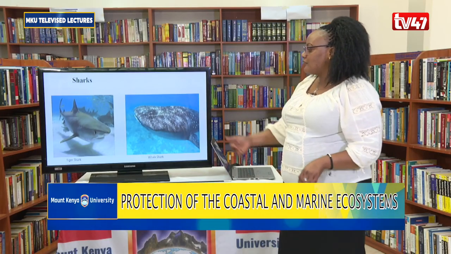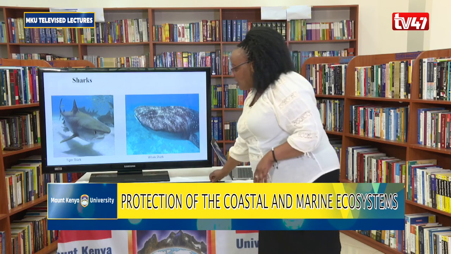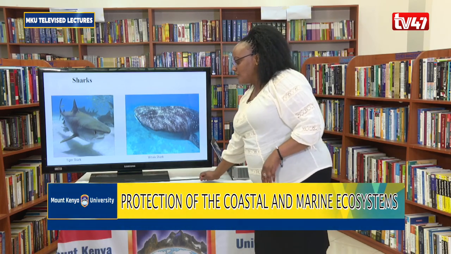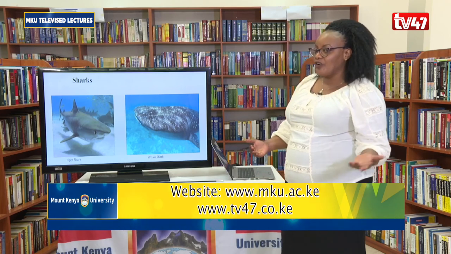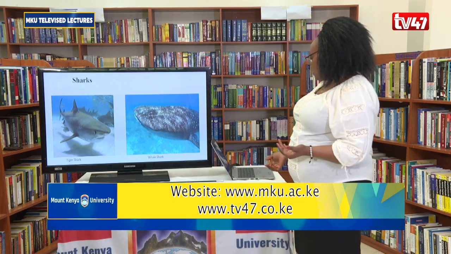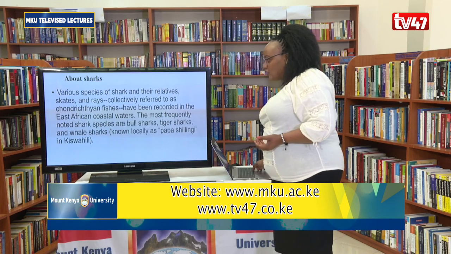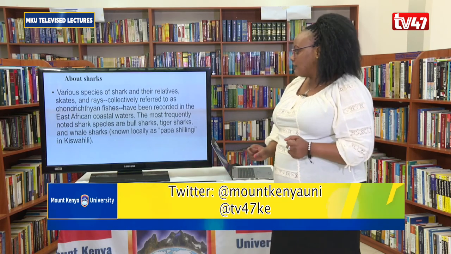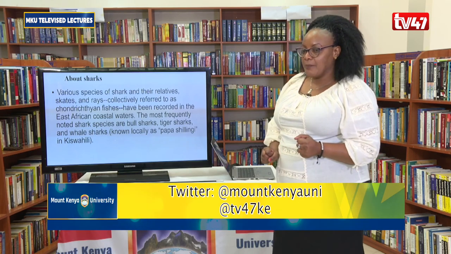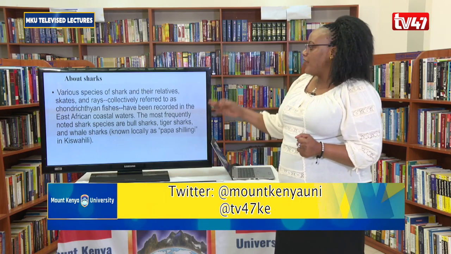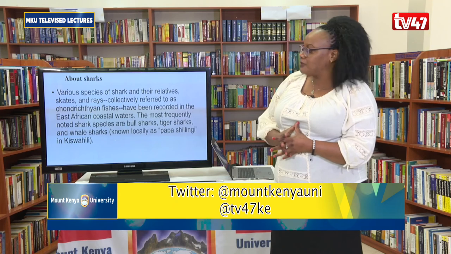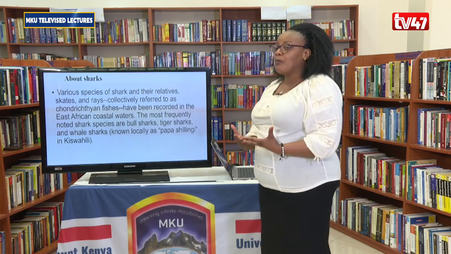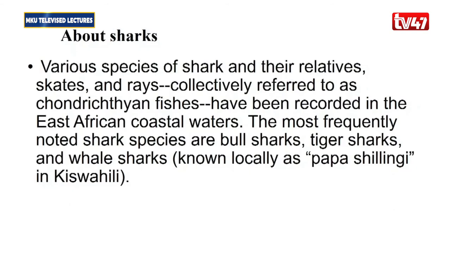Then we have sharks. This is a shark, this is a shark, and this is the whale shark. Normally, sharks are different from dolphins and whales, so it's good that you also know these are under the category of the big animals, normally thriving at the coast and in the marine ecosystem. Let's talk a bit about the sharks so that you know which species are normally found in the ocean.